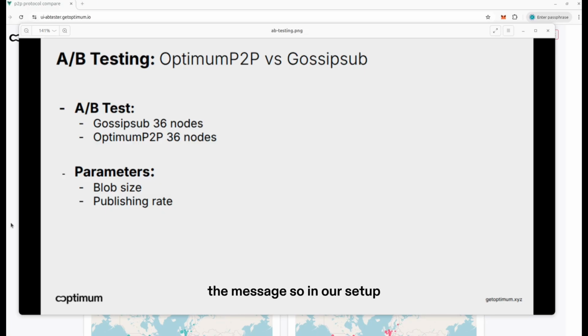In our setup, we compare these two protocols with 72 nodes in total that are distributed across the globe. For the GossipSub protocol, we have 36 nodes. Similarly, the Optimum P2P based protocol is deployed over another 36 nodes. Then we will look at the size of the message we publish and also the rate at which we publish.